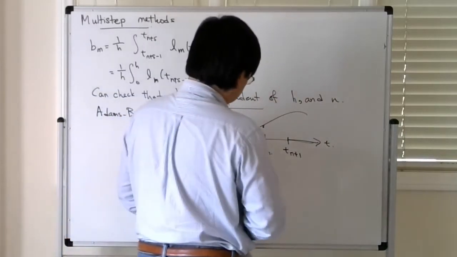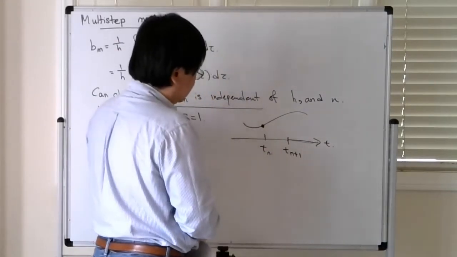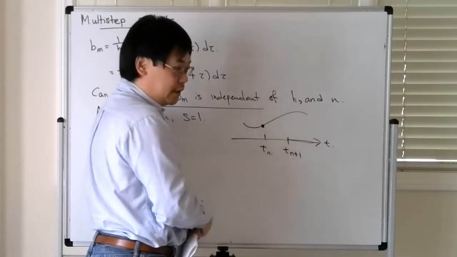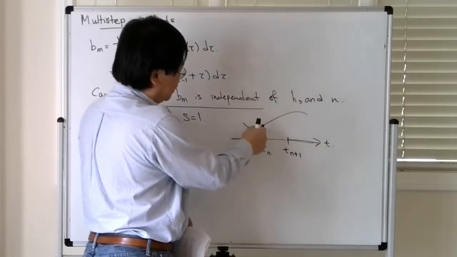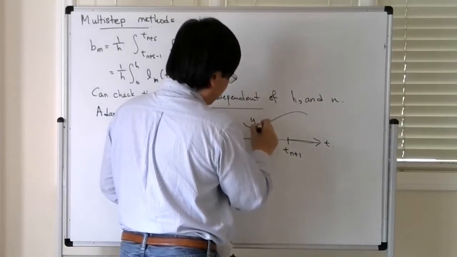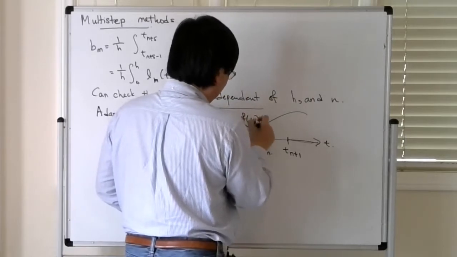And the way you do this is with the Adams-Bashforth method. The only previous information you have, because s is equal to 1, is just y at time tn. So this is y at n, and you want to evaluate f on that.